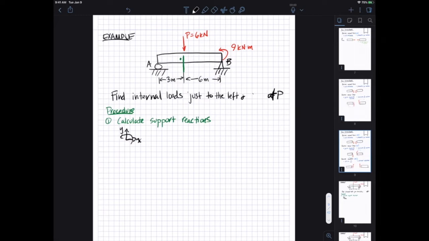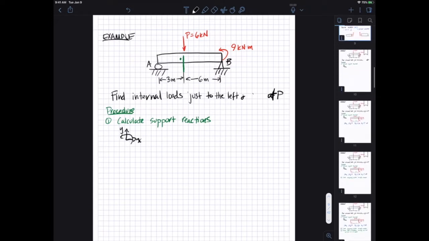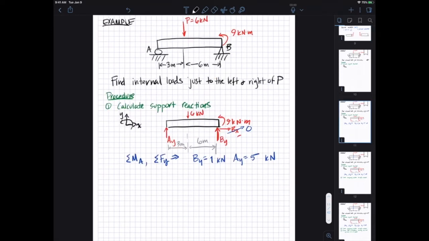So we'll look at calculating the support reactions by drawing a free body diagram of the whole thing. And this should be something we're all pretty good at now. So I'm going to let you pause and do that, and then come back and tell me what you can check with what I have next in terms of what the support loads are. So here's my free body diagram for the support reactions.